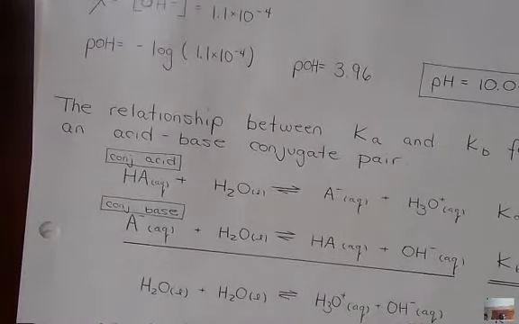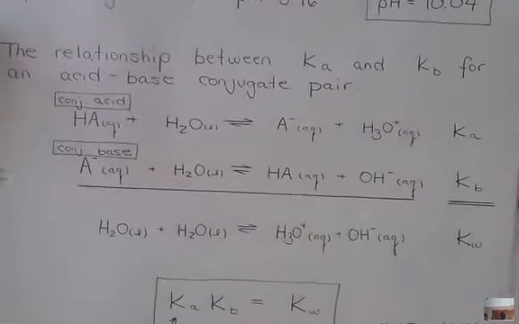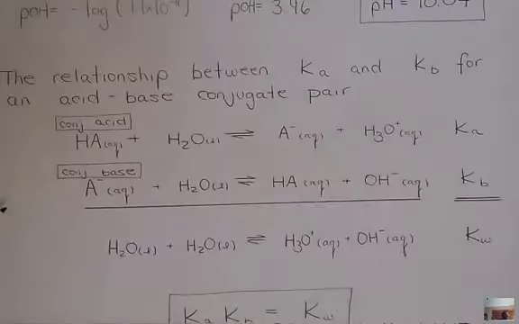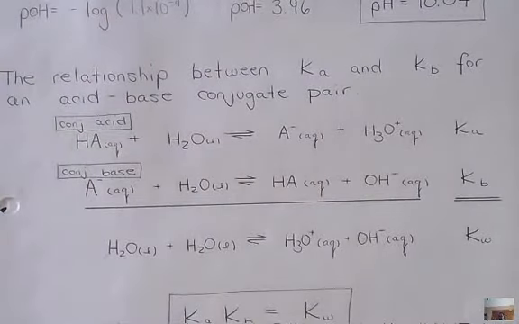Okay. All right. So the next thing that we're going to talk about is really kind of cool, and it's the relationship between the Ka of an acid and the Kb of its conjugate base. So let's take a simple example. Okay, so you could do this with a base and its conjugate acid, or you can do it with an acid and its conjugate base.